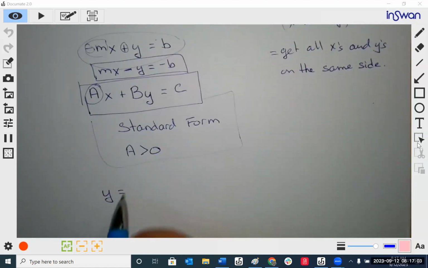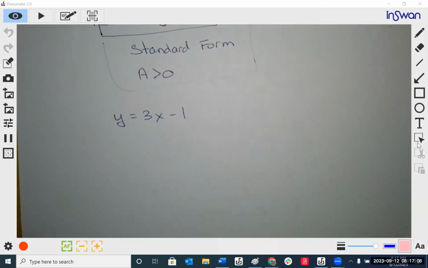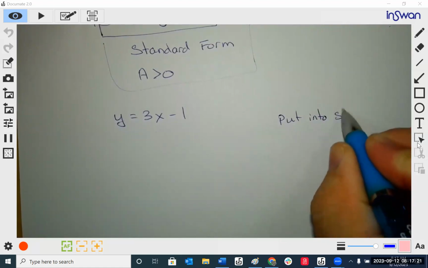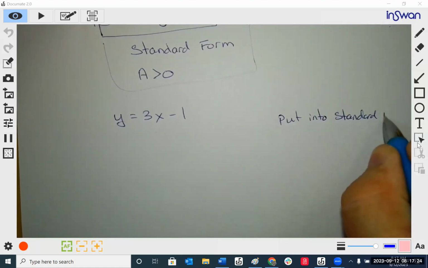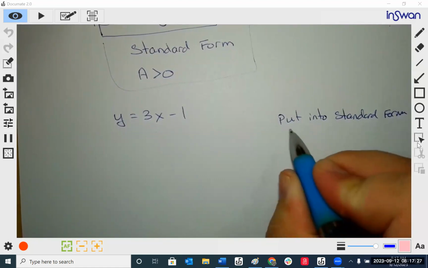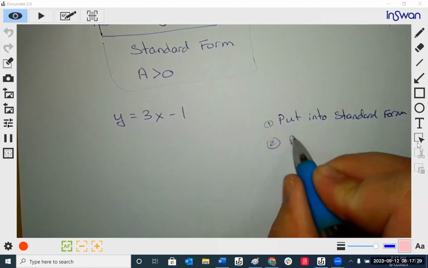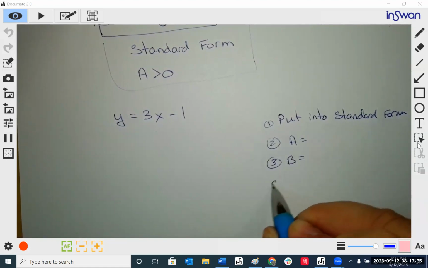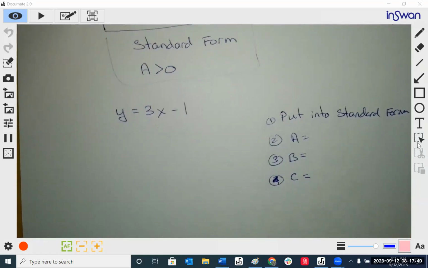So back to our last example. Put that into standard form. So that's the first thing I want you to do. Second is tell me what A equals, tell me what B equals, and tell me what C equals.